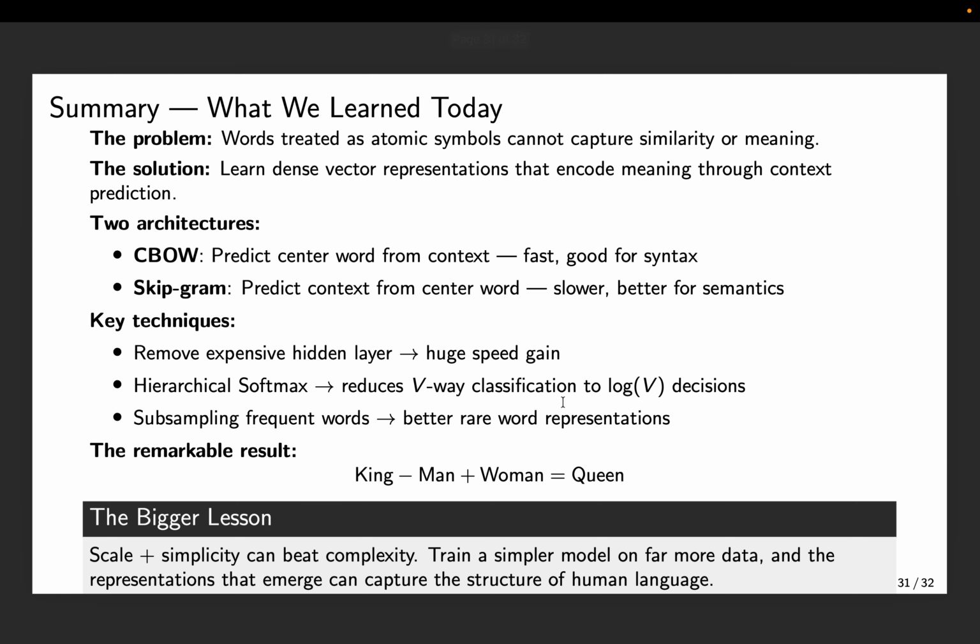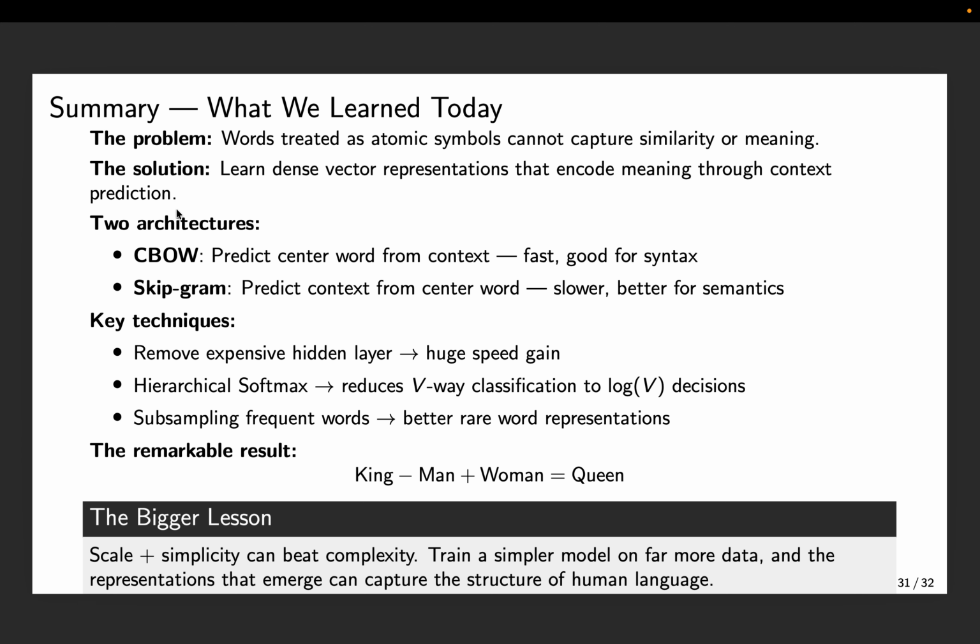Alright, so let's wrap up and summarize what we have covered. We started with the problem: words as atomic symbols have no notion of similarity. N-gram models and early neural language models were either too naive or too slow. So the solution is word2vec, which learns dense vector representations by training a simple model to predict context. The model learns purely from raw text with no human labels.